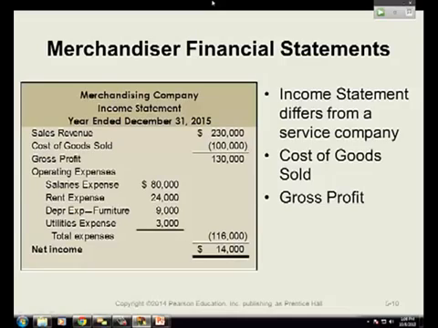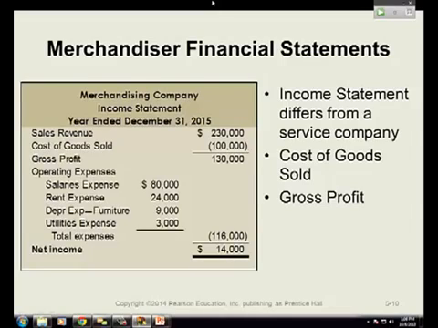So when you have a merchandise company, revenue is now called sales revenue, and you also have to have a cost of goods sold. What's the cost of goods sold? That's how much you had to pay to acquire the inventory that you're selling. So Verizon pays Apple $100 for an iPhone. They sell it to you for $300. Their selling price is $300. Their cost of goods sold is $100. It's what they pay to acquire the merchandise.